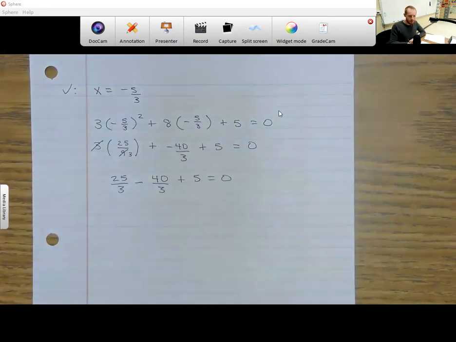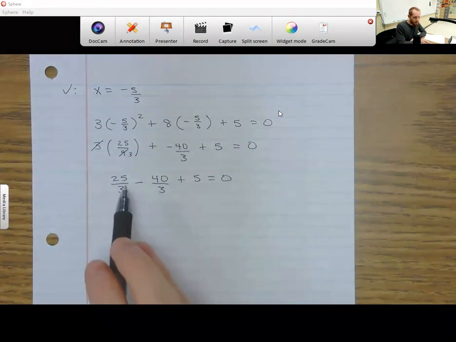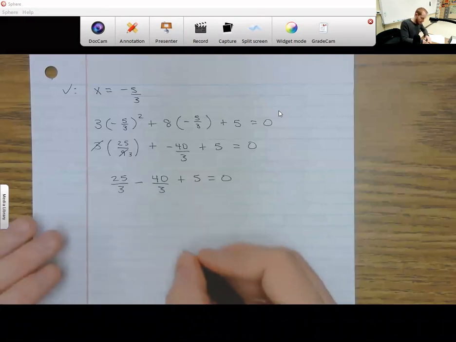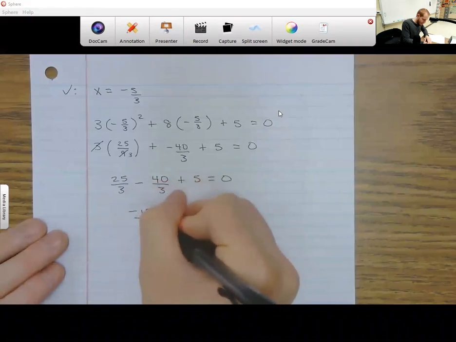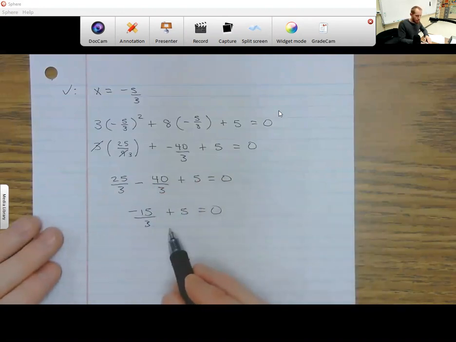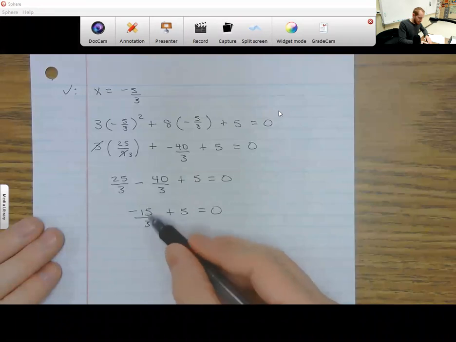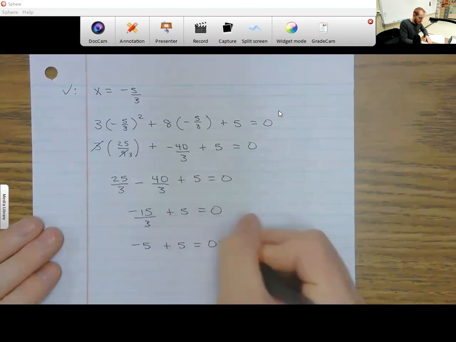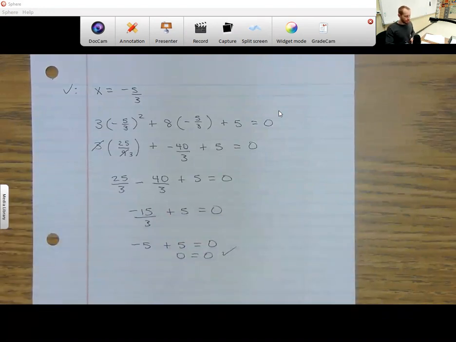Okay, you with me so far? I know this is getting kind of complicated, but I'm just doing this all in my head. So when it comes to fractions, as long as you have a common denominator, you can add the numerators. So what's 25 minus 40? -15, right? So now I'm at the point where everything should start simplifying. 15 divided by 3 is 5, so I'm actually going to have -5 plus 5, and then you see how I get that 0 equals 0 at the very end. So this fraction actually works.